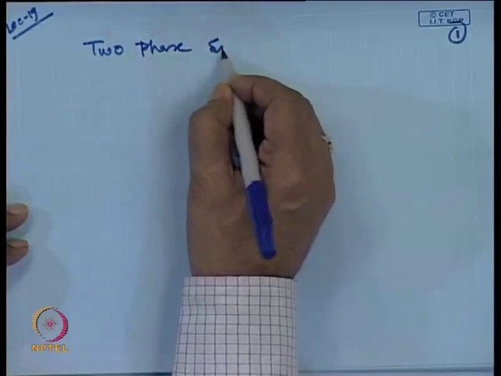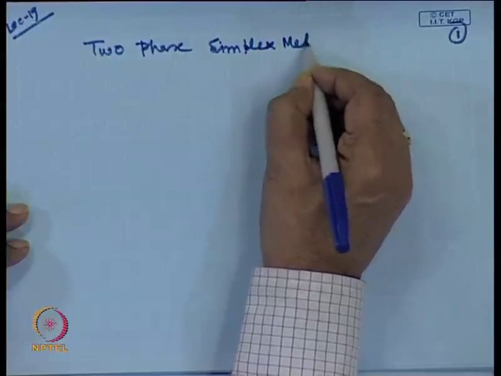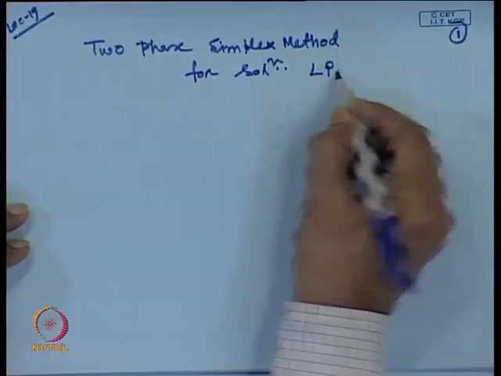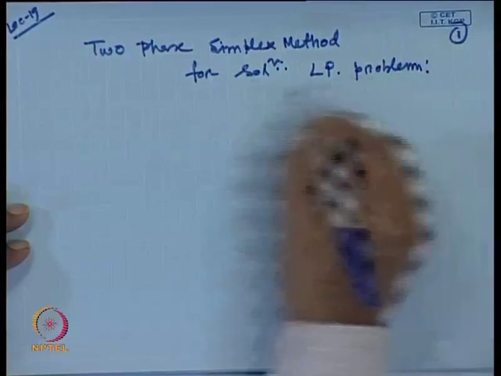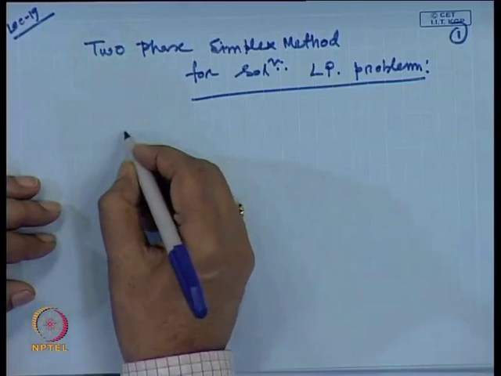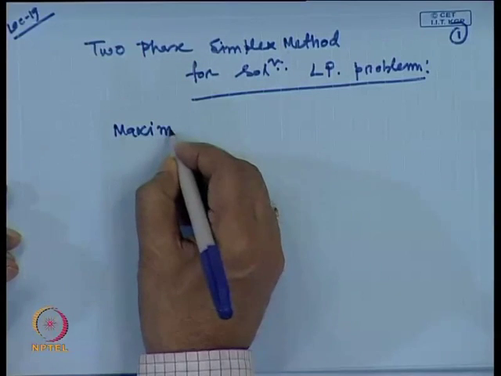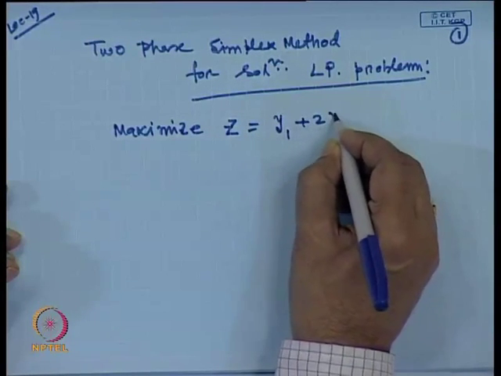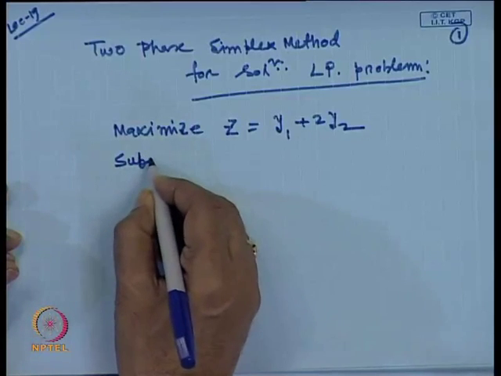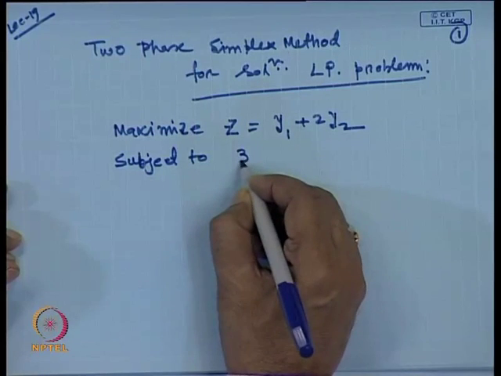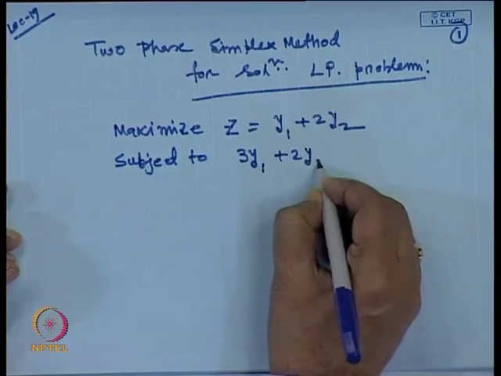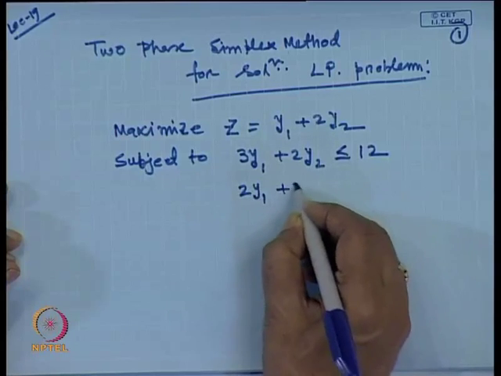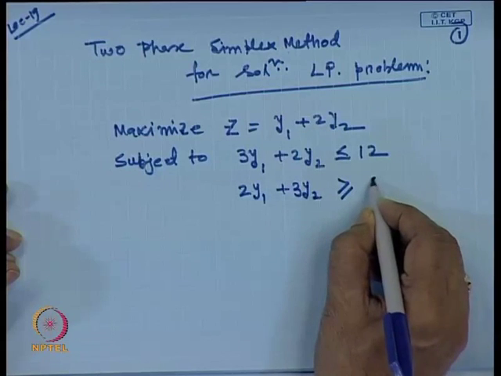Two phase simplex method for solution of LP problem. So, let us see what this is. Our problem is maximize z is equal to y1 plus twice y2, subject to 3y1 plus 2y2 is less than or equal to 12, and then 2y1 plus 3y2 is greater than or equal to 6.